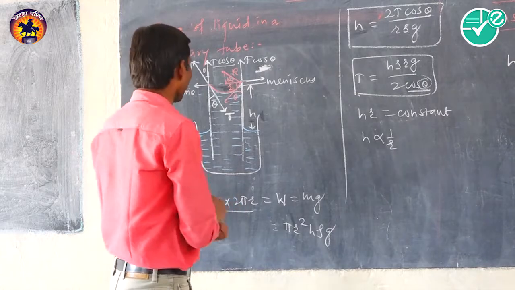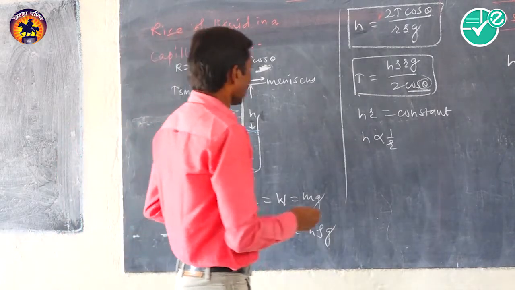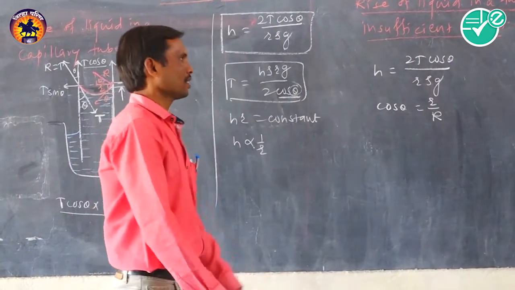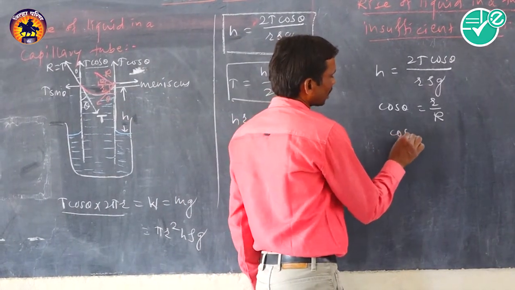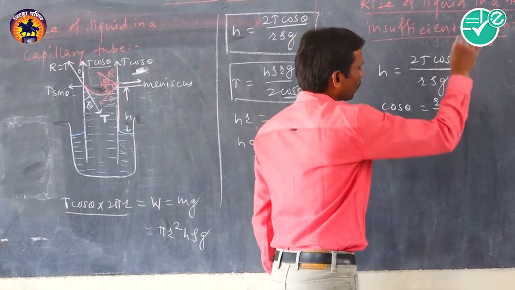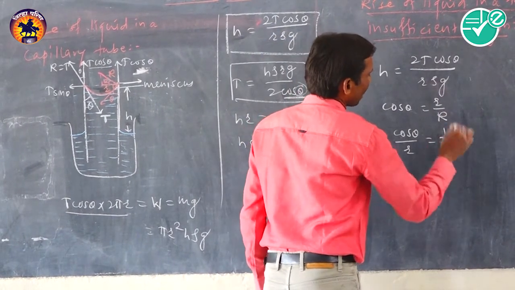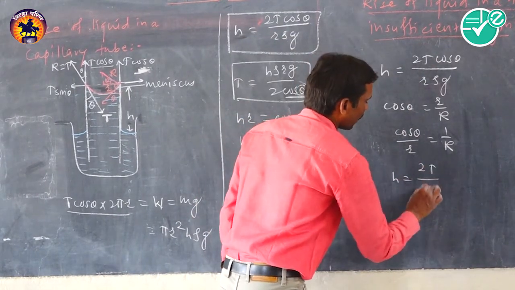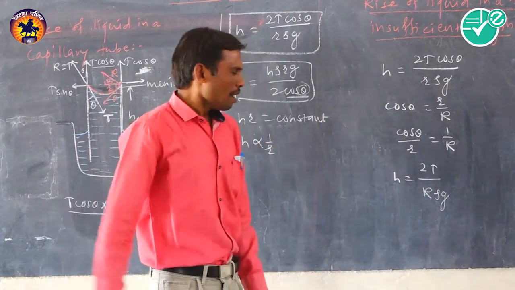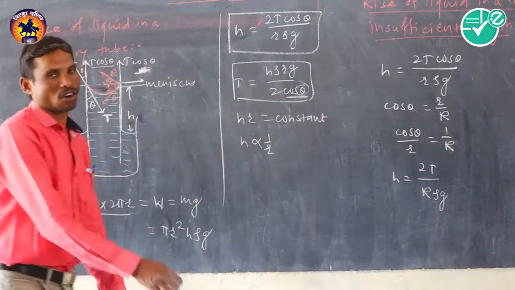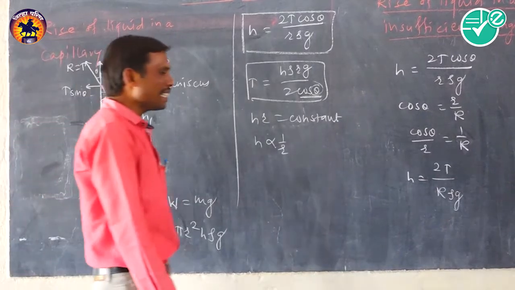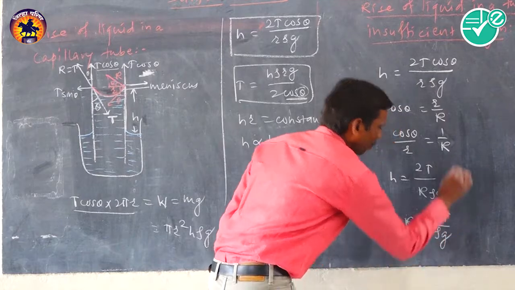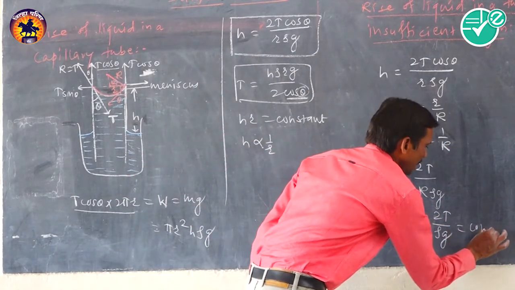So according to trigonometry, cos θ is equal to small r divided by capital R. So cos θ divided by r is equal to 1 divided by capital R. Substituting this value in the expression, we get H equal to 2T divided by R ρ g. But T, ρ and g are constant for a given liquid. So in this case we get HR equal to twice T divided by ρ g, and that is equal to a constant.